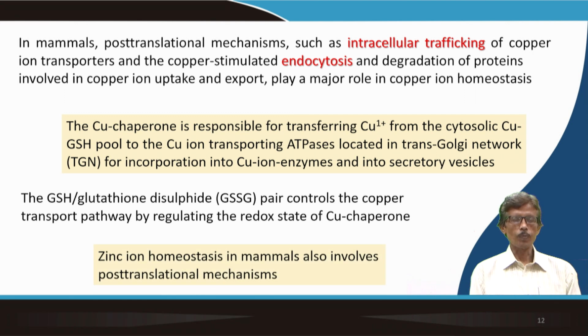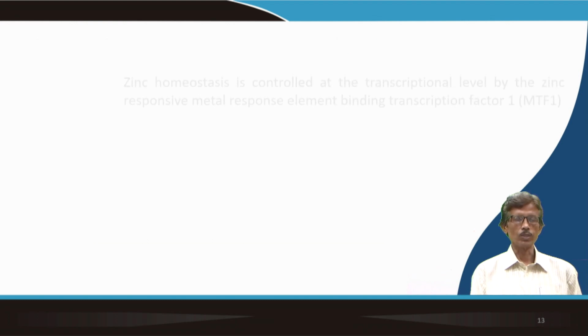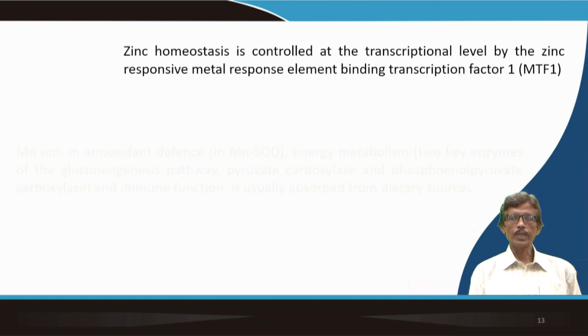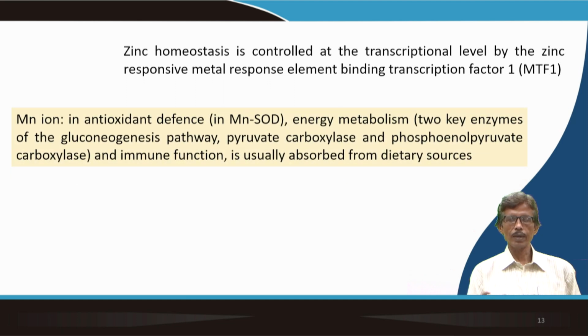Then, like copper, you can also have zinc ion homeostasis, which is also involved in that particular domain, where you can have post-translational mechanisms operating. So, this zinc homeostasis is controlled at the translational level, and there are some transcription factors.